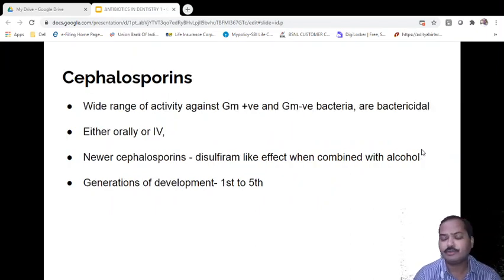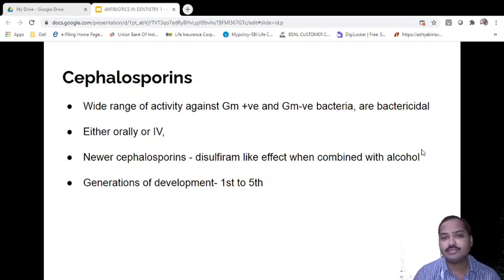Then we come to cephalosporins. Cephalosporins have a wide range of activity against gram-positive and gram-negative bacteria, and they act by inhibiting cell wall synthesis and are bactericidal. They can be given either orally or intravenously, and they are eliminated primarily by renal excretion. Allergic reactions like skin rashes, fever, serum sickness are usually lesser with cephalosporins.